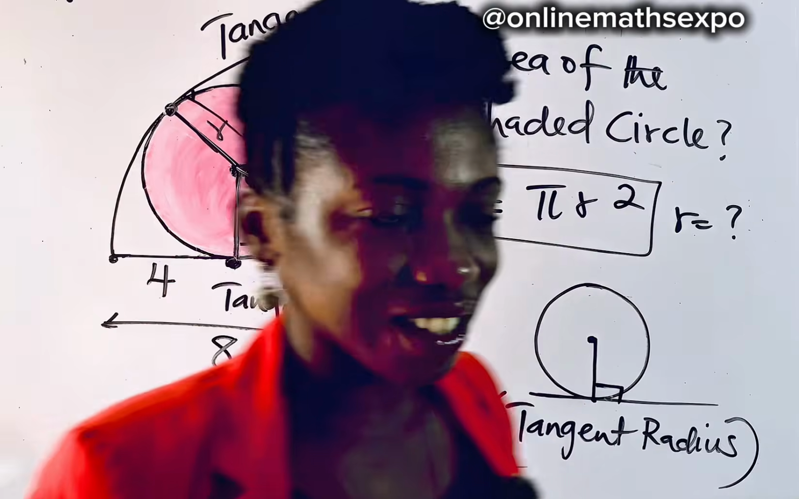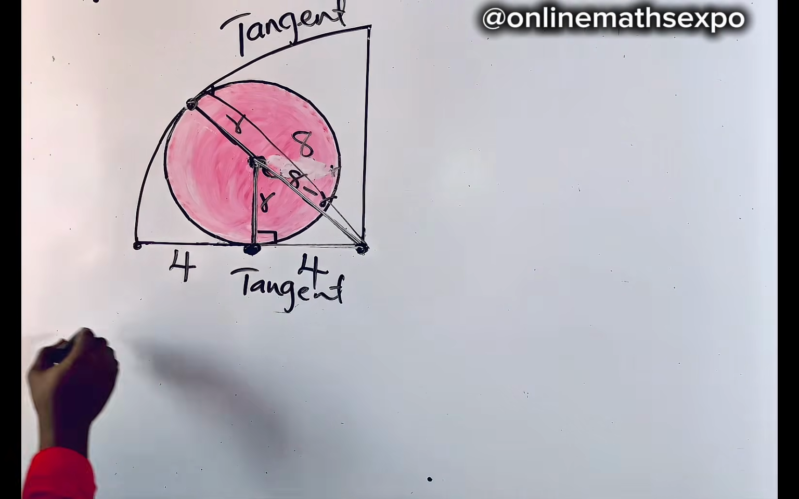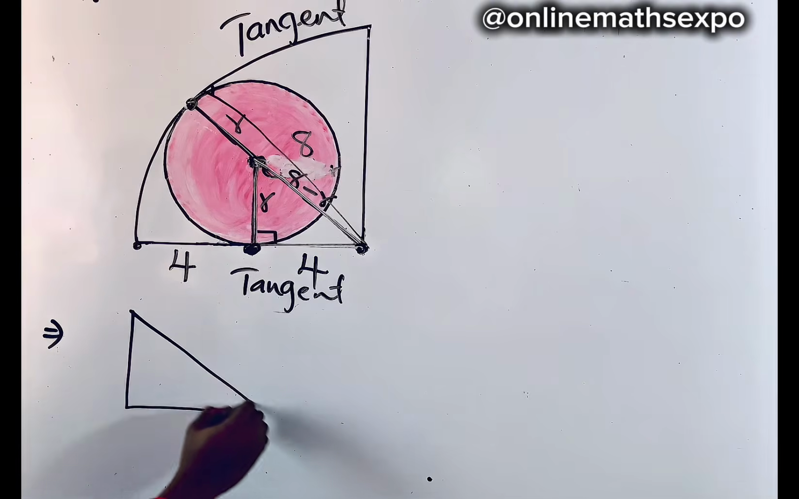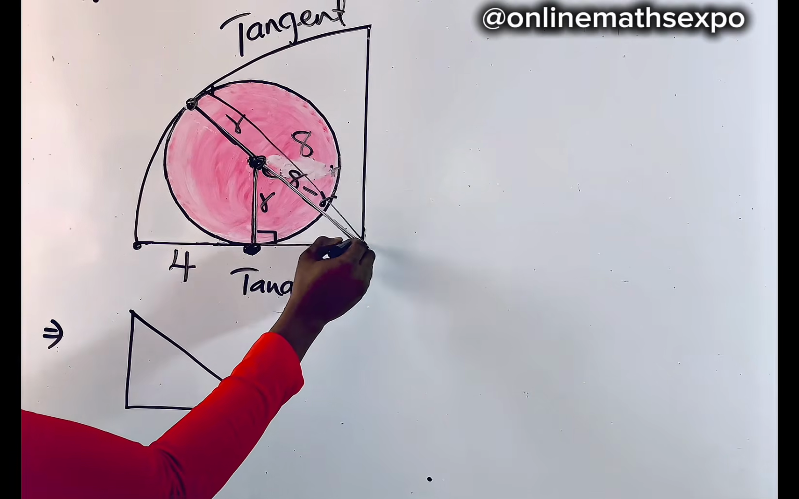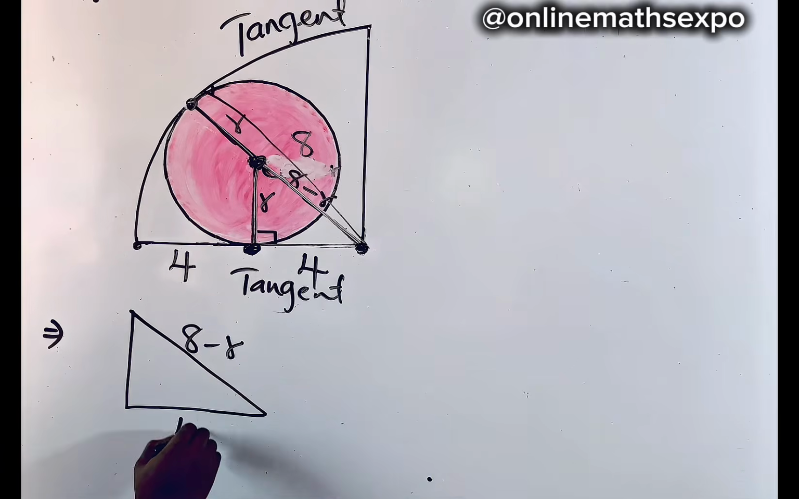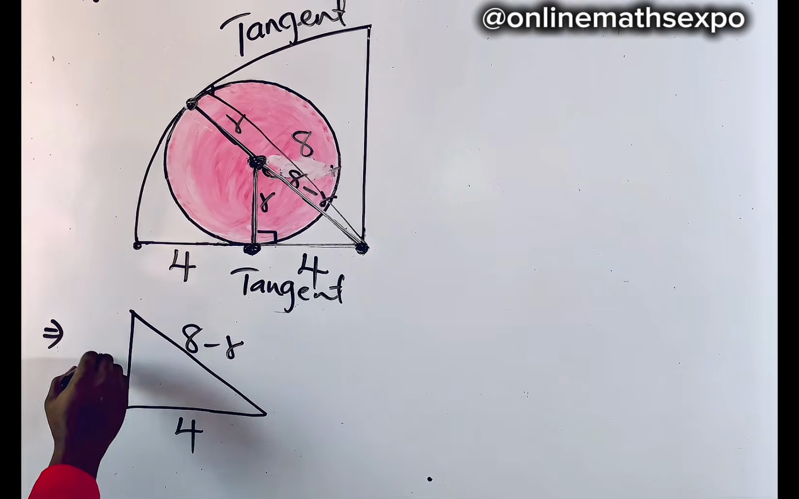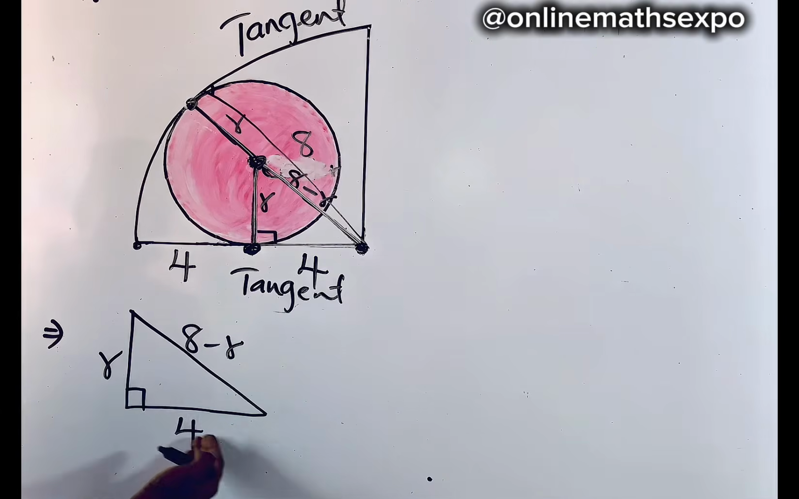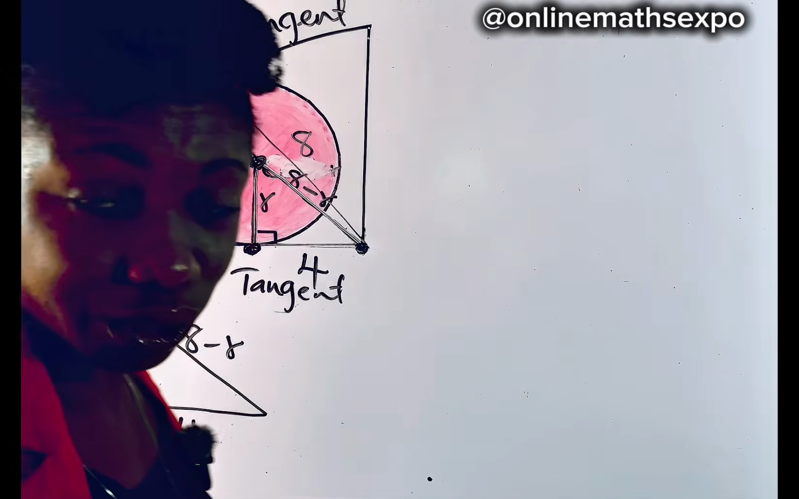Let's keep doing this. Bringing this out, we have this. From here to here gives us 8 minus r. From here to here is 4 units. And from here to here gives us r. So what do we do? Remember, you are working with the sides of a right angle triangle. It reminds you of the Pythagorean theorem.